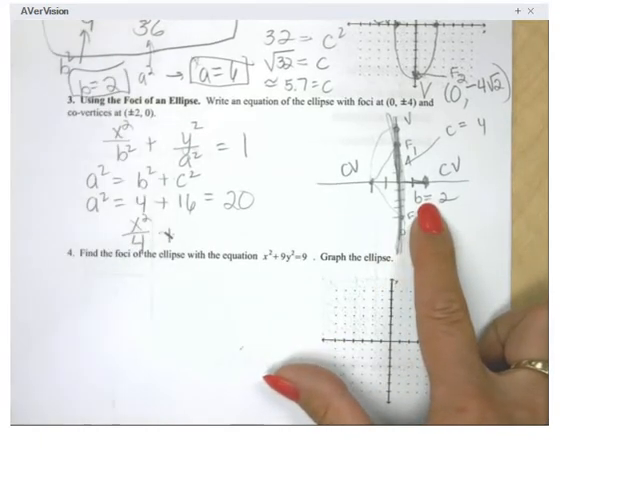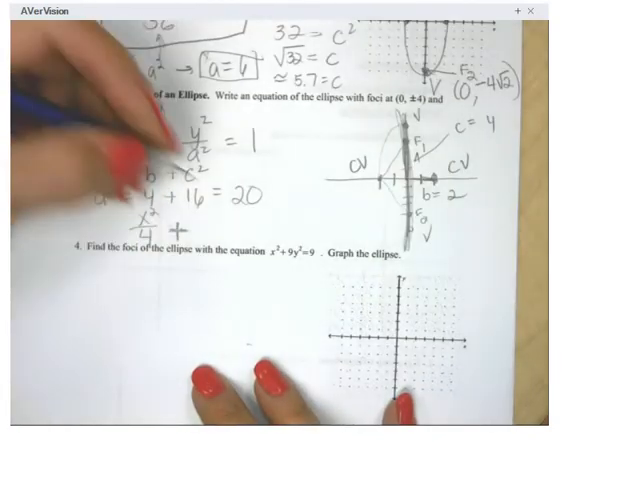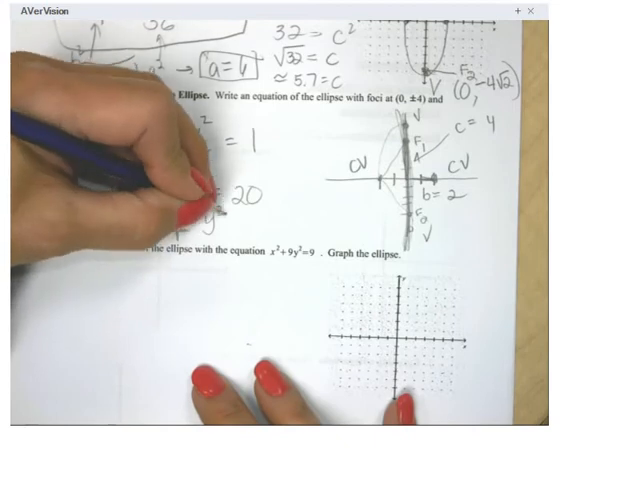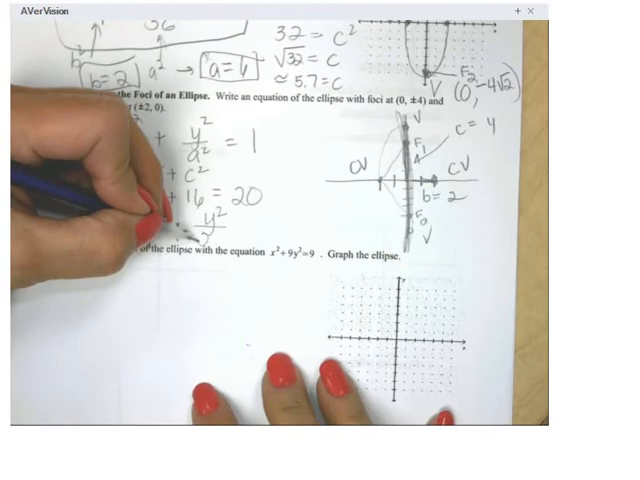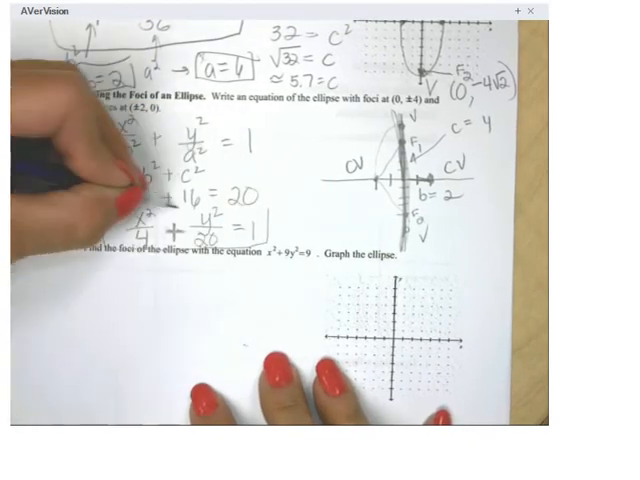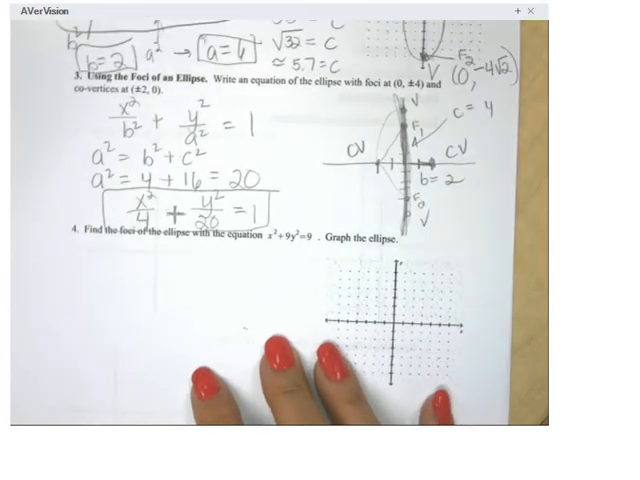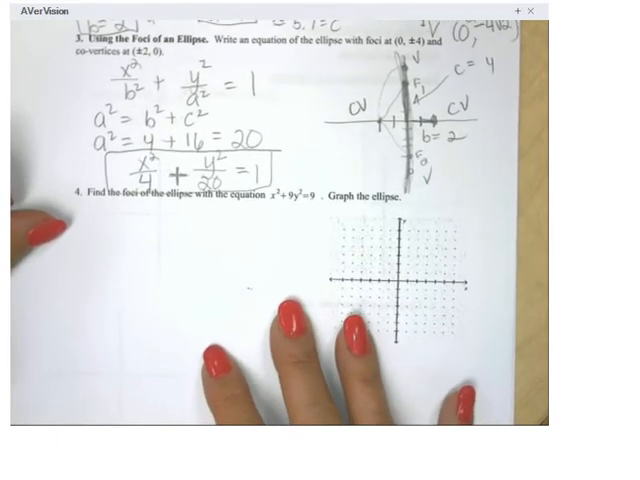So I'm ready to write my equation. I have x squared over b squared, make sure you square it, and b is 2, so that's 4. Whoops. Y squared over, and we have the a squared is 20. And that needs to equal 1. So there's my equation.